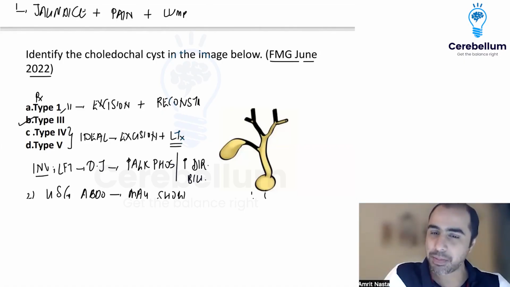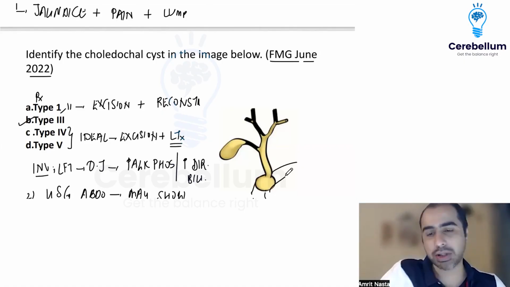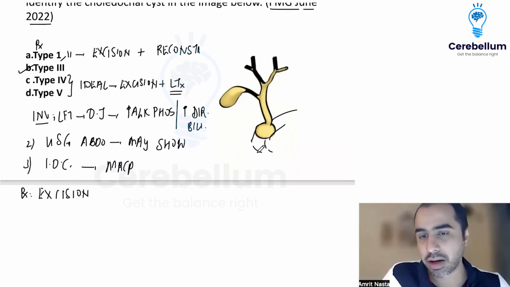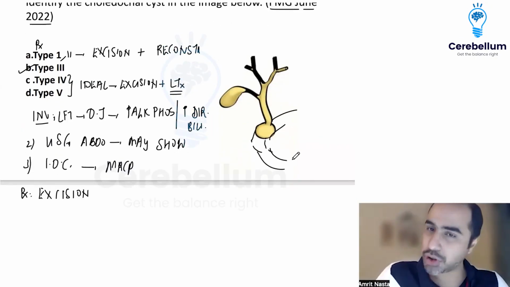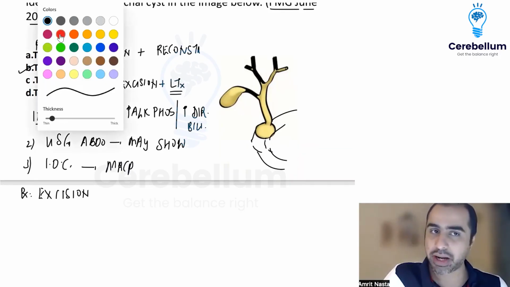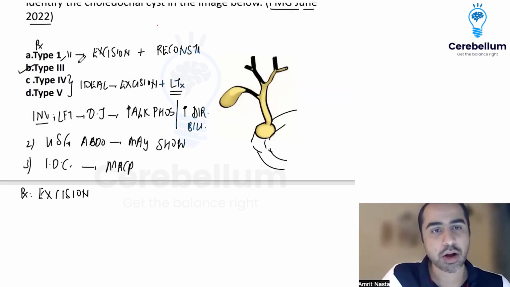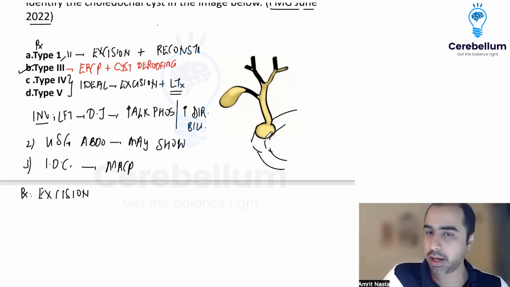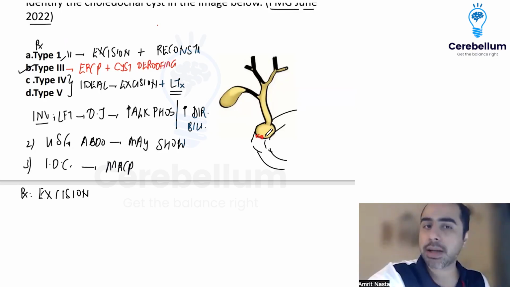For type 3, the treatment is very unique because this type 3 choledochal cyst is inside the duodenum. उसको निकालना मुश्किल है, excision करना मुश्किल है. So for type 3, this is the only type where you don't excise the cyst. What you do is ERCP plus cyst deroofing. माने क्या? You cut one of the walls of the cyst so that it starts emptying easily.